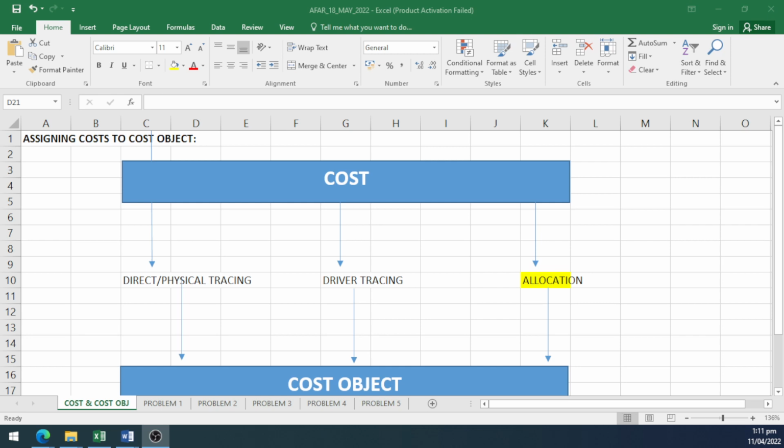Now, if it can't be traced physically or directly, the activity or the driver can be traced. The activity or the driver that drives the incurrence of the cost for that particular cost object, pwede natin gamitin yon sa pag-assign ng cost.